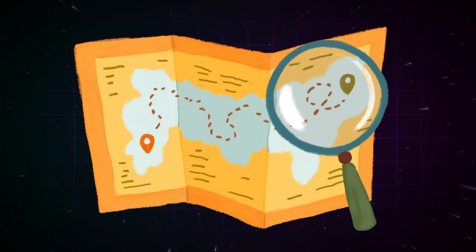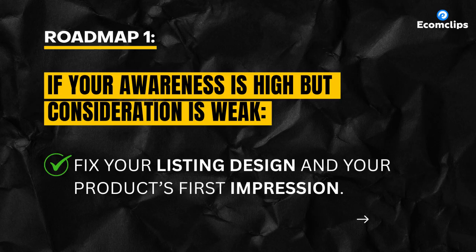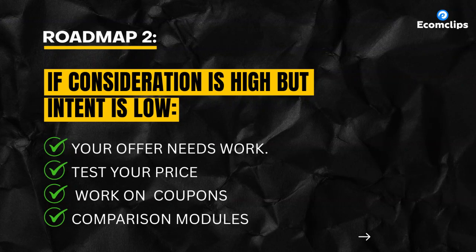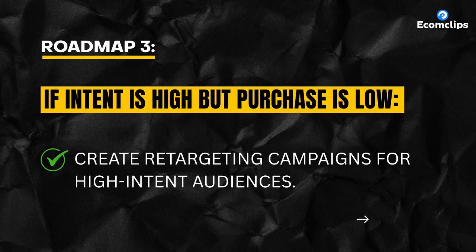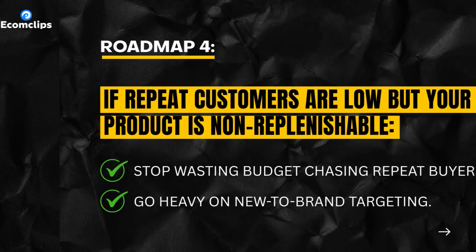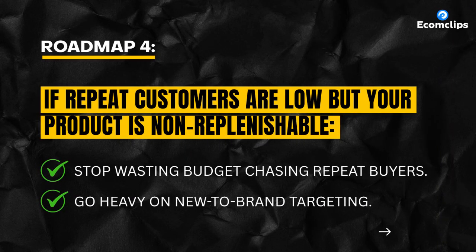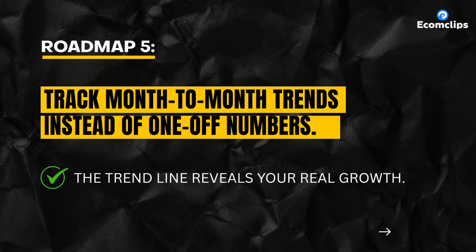So what can we actually do with this data? Here is the roadmap. If your awareness is high but consideration is weak, fix your listing design and your product's first impression. If consideration is high but intent is low, your offer needs work. Like, test price, coupons, and comparison modules. If intent is high but purchase is low, create retargeting campaigns for the high intent audience. If repeat customers are low but your product is non-replenishable, stop wasting budget chasing repeat buyers. Go heavy on new to brand targeting. Track month-to-month trends instead of one-off numbers. The trend line reveals your real growth.